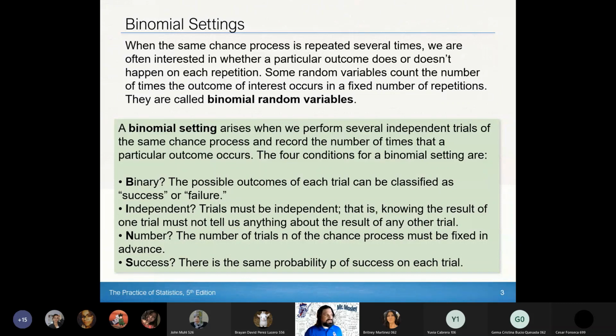To remember what these are, we use BINS: B-I-N-S, binary, independent, number, success. This allows us to have a system of checking that a binomial setting is occurring. Check your BINS. All right.